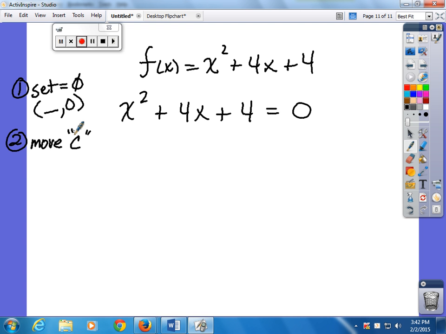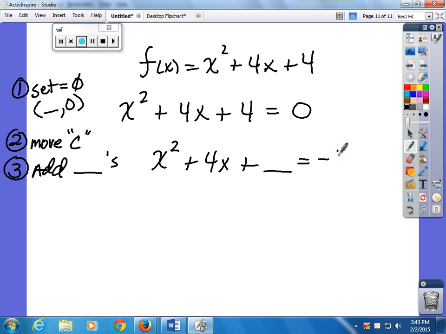So here we go. Number three: add blanks. So here we go. x squared plus 4x plus blank is equal to negative 4 plus blank.